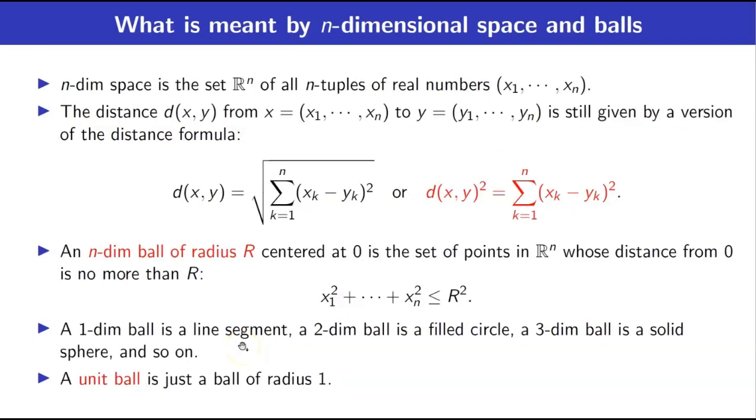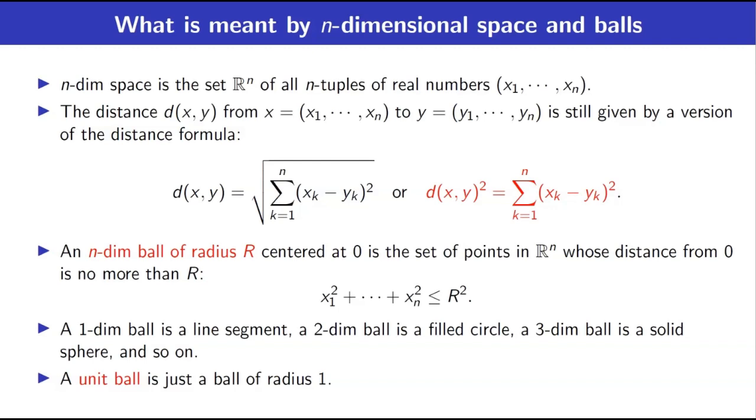What do we mean by n-dimensional space and balls? We're not talking about anything in physical reality. One-dimensional space for us is simply the set of all real numbers, the number line. The plane, or two-dimensional space, is the set of all pairs of real numbers. Three-dimensional space is the set of triples of real numbers. Four-dimensional space is the set of all quadruples of numbers, and so on.